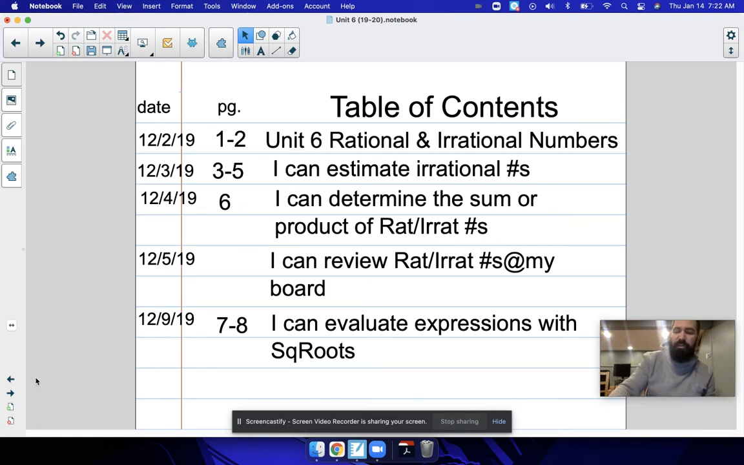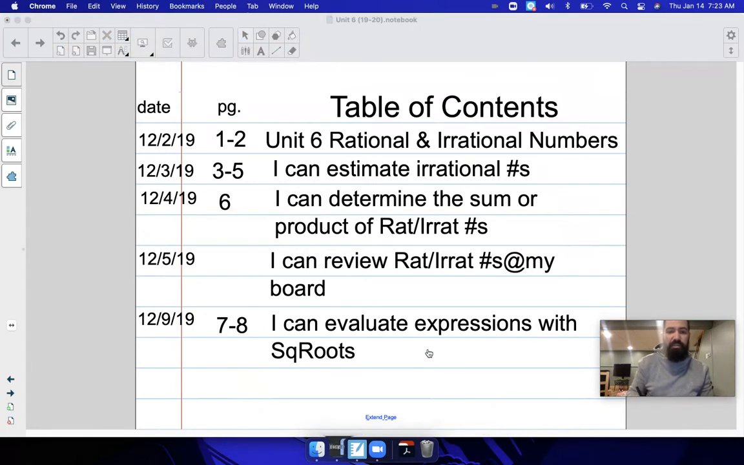We are going to continue in Unit 6. Today we're going to do Unit 6, Lesson 4. Unit 6, Lesson 4 is all about evaluating expressions with square roots. So we're going to take some square roots, and some exponents as well, and we're going to evaluate some of these expressions. So let's get into it.